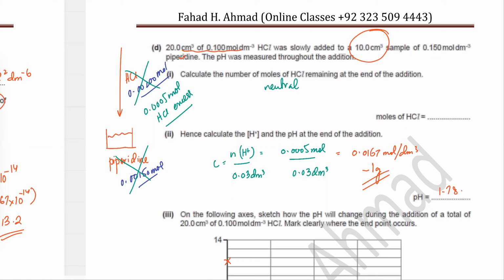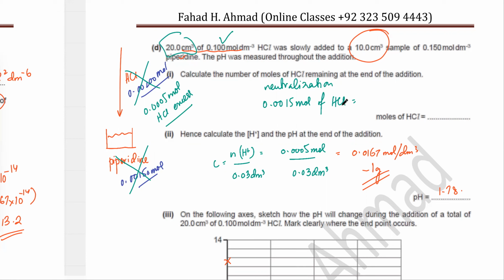I'm trying to figure out what is the point where complete neutralization would have happened. Okay, we've added too much HCl. We were not supposed to add too much HCl. So 0.0015 moles of piperidine will react with 0.0015 moles of HCl. Now we have the concentration. This volume is incorrect because we added too much of it. So I'm going to find the right volume, like at what volume would there be complete neutralization.